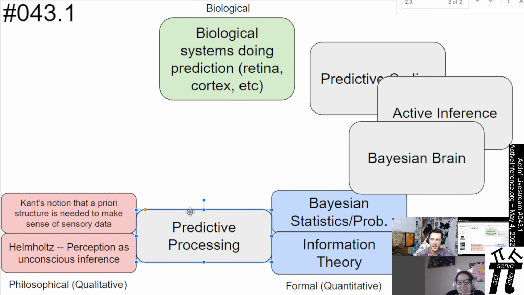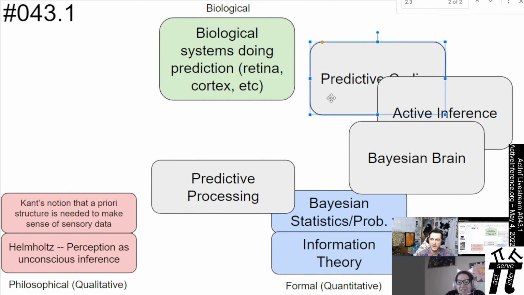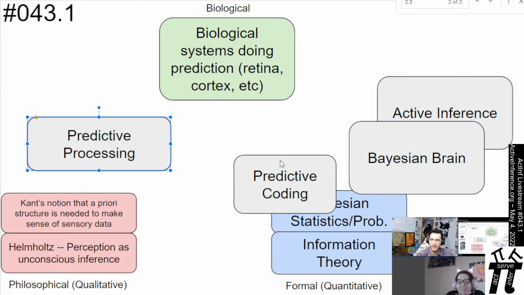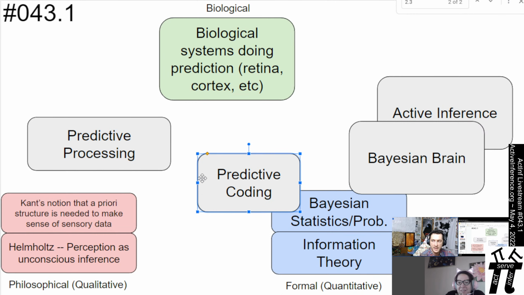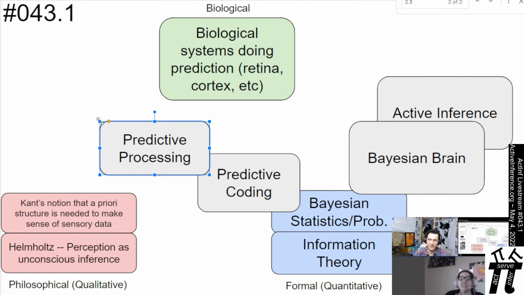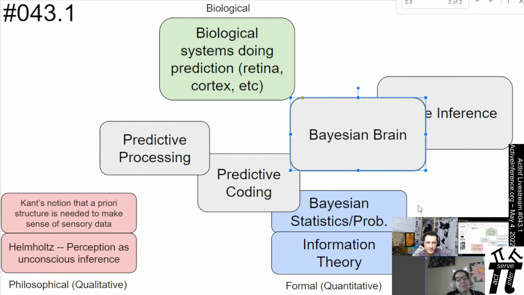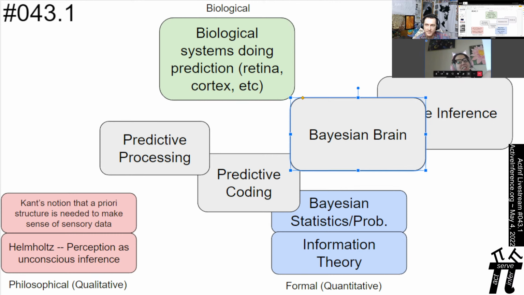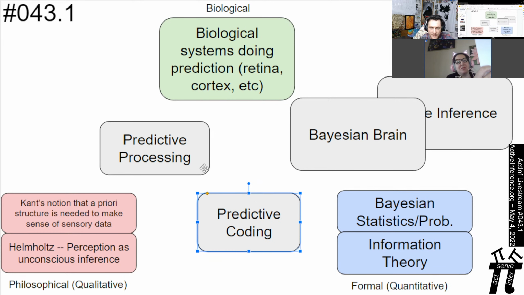So predictive coding is going to be more on the formal side, whether it's in a biological context or a philosophical context. Whereas predictive processing is going to be where? A little bit closer to the philosophical? Yeah, I think so. And then maybe, if predictive coding layers over the Bayesian statistics and predictive processing layers over the philosophical, does the Bayesian brain somehow make the in-between sandwich that goes over the biological?